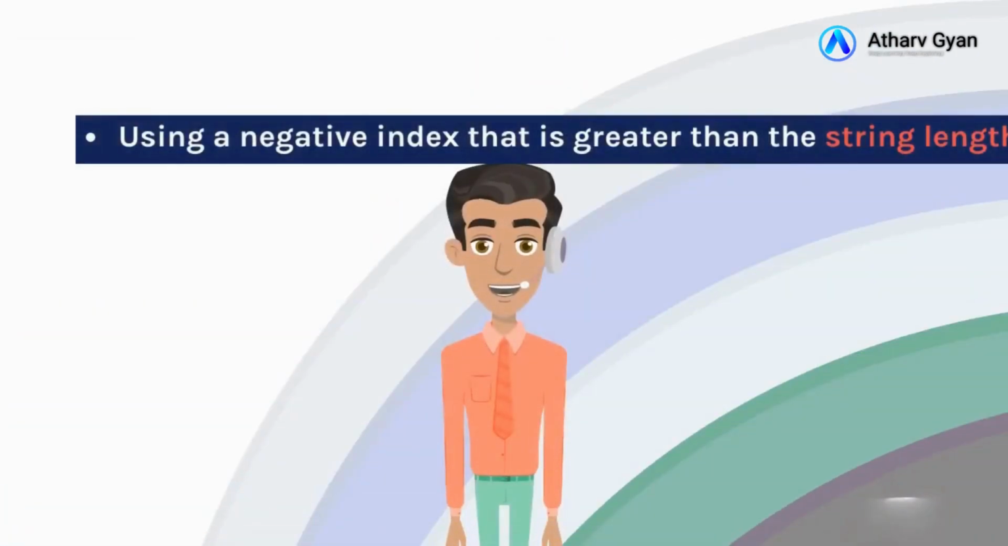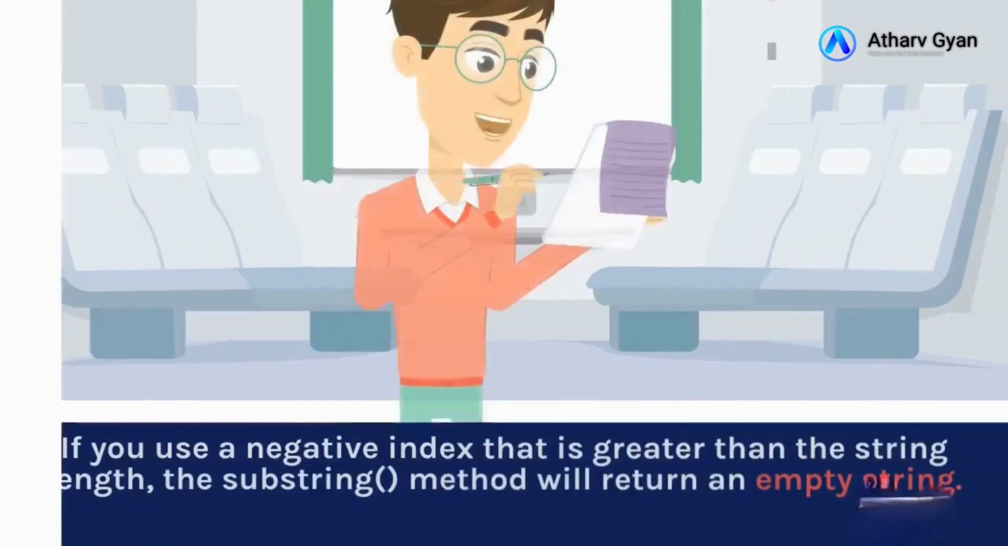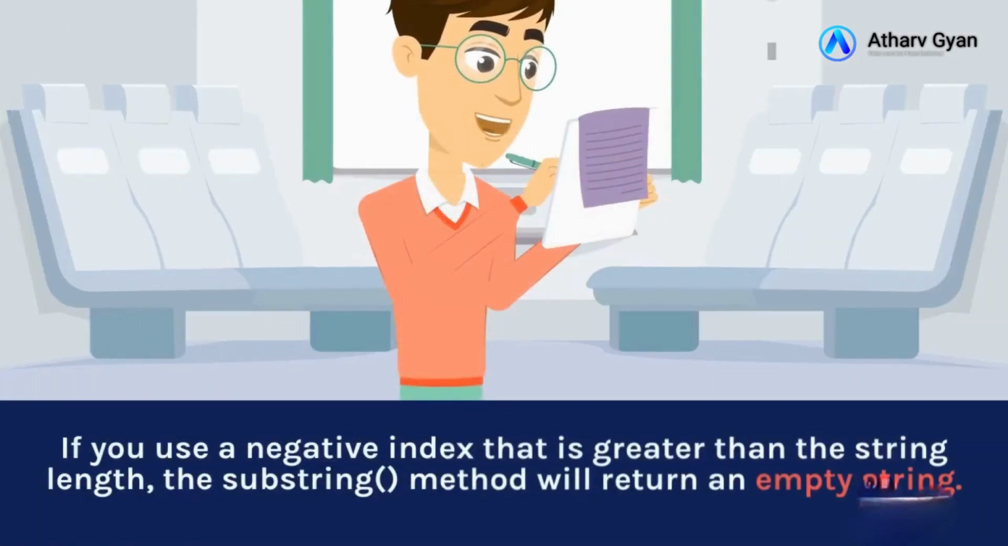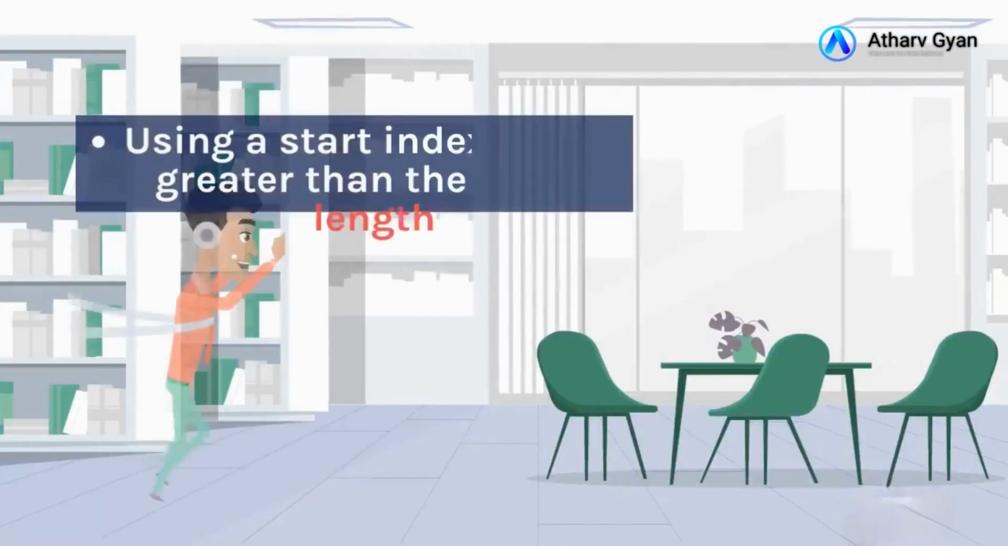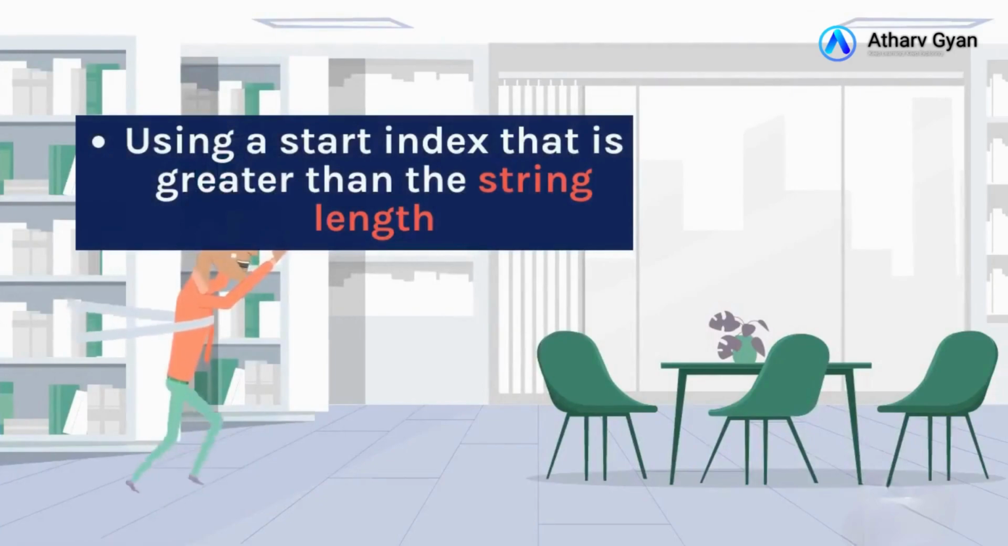Using a negative index that is greater than the string length. If you use a negative index that is greater than the string length, the substring method will return an empty string. Using a start index that is greater than the string length.